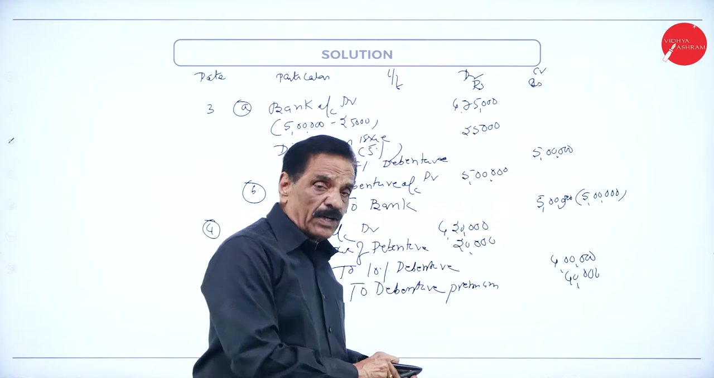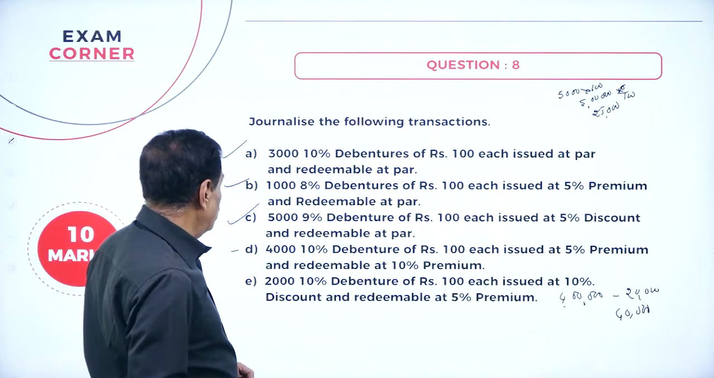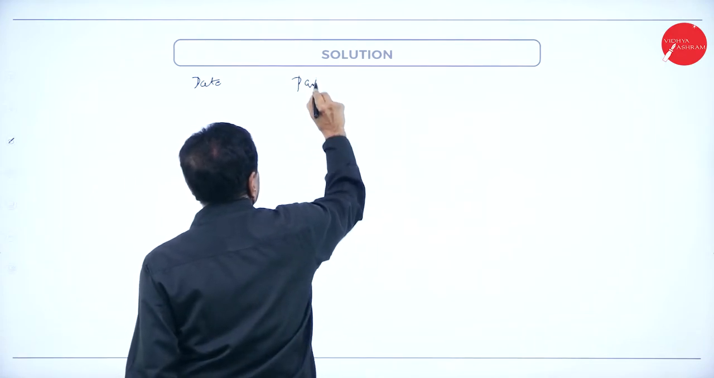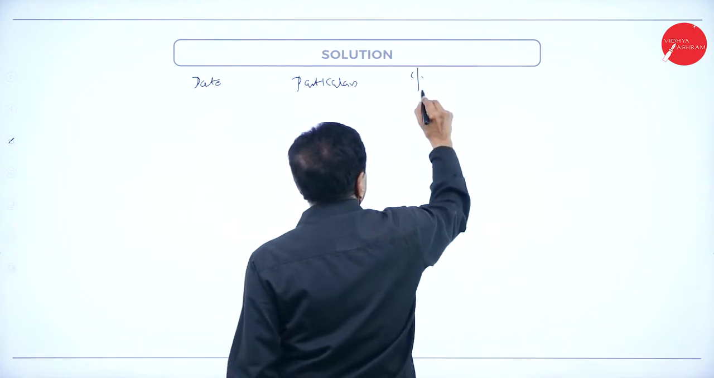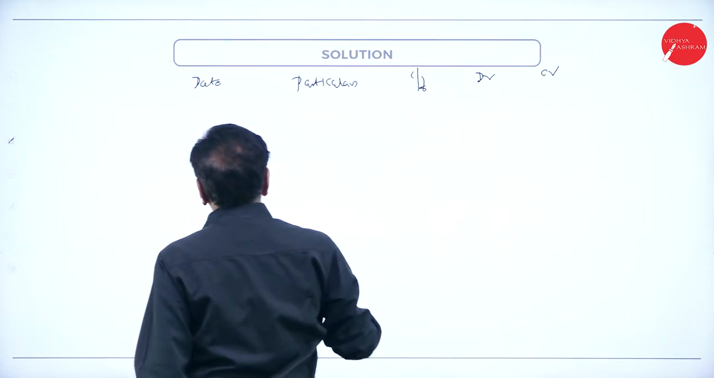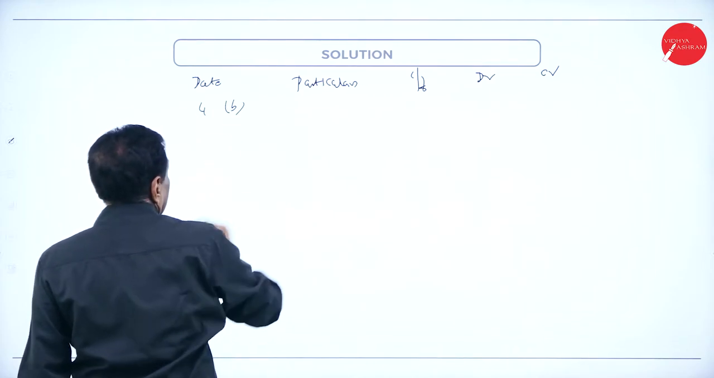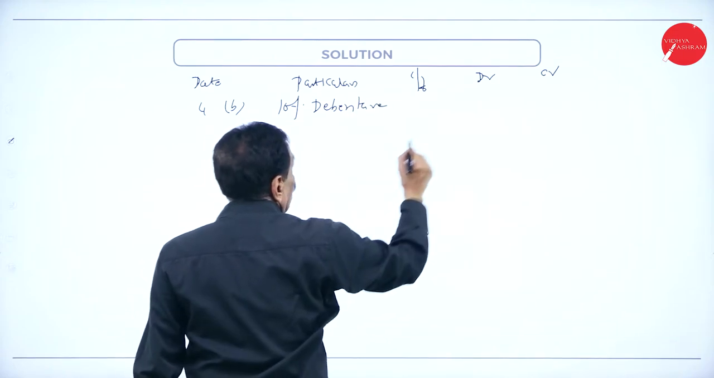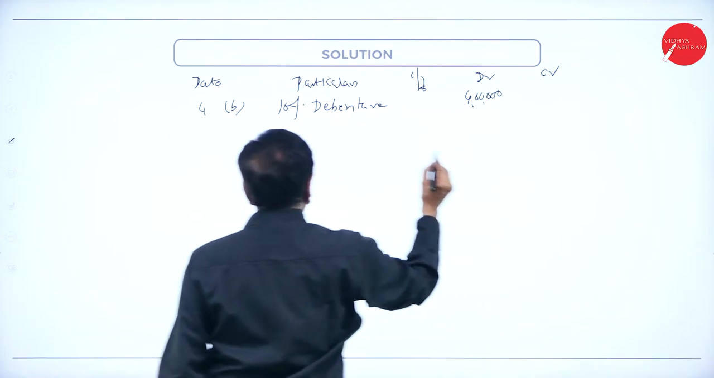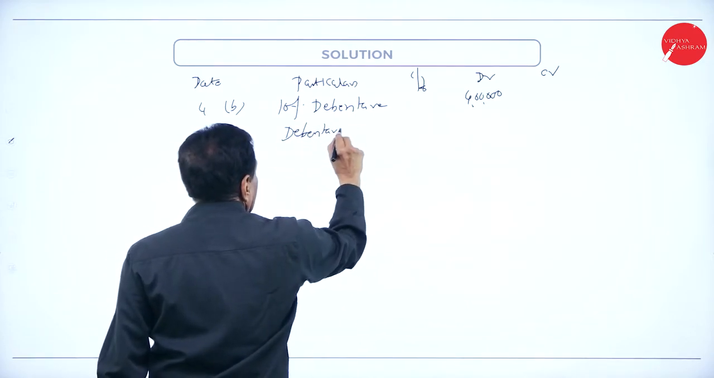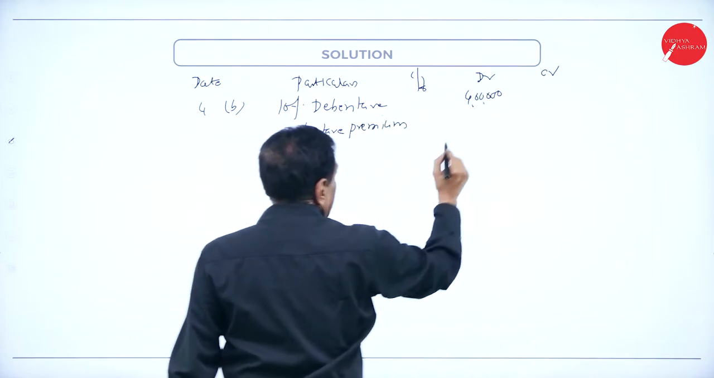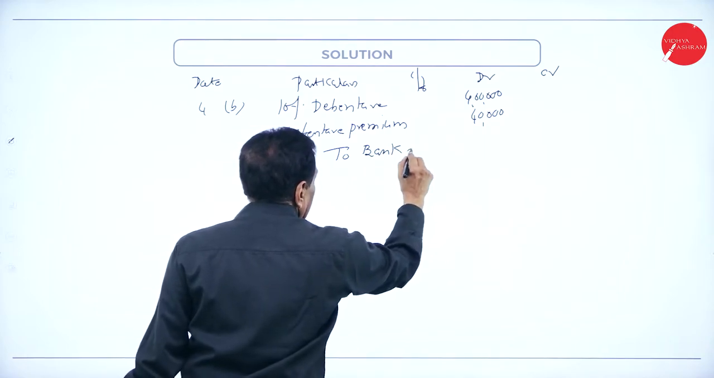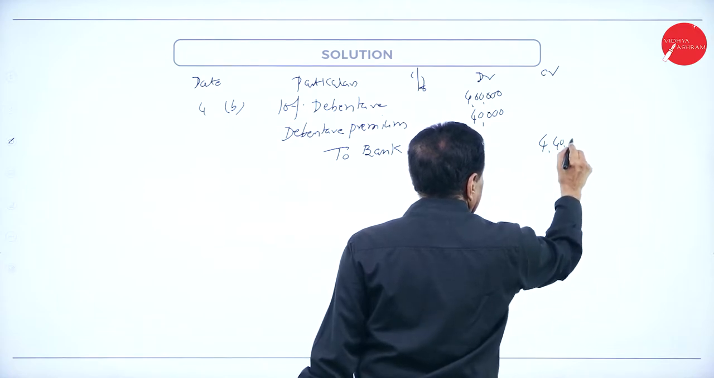4,20,000 you are receiving, you are giving 4 lakh, but paid what he says, no? What does the problem say? Redeemable at 10% premium, no? So, date, particulars, ledger folio, debit, credit. So paid is fourth B. What's the value here? 10% debenture 4 lakh, debenture premium 40,000, to bank account. You are going to pay 4,40,000. See the board once again.